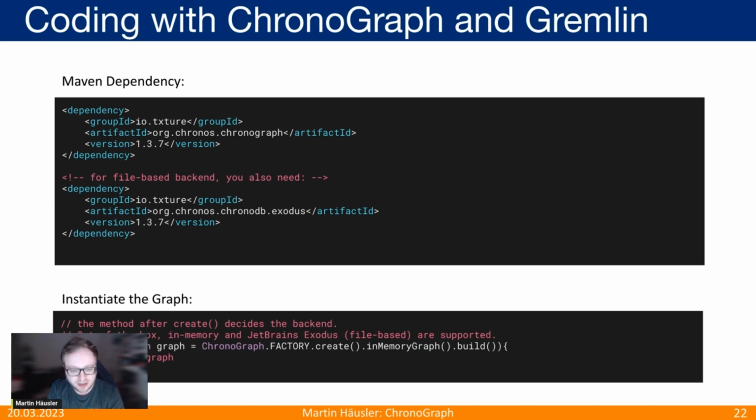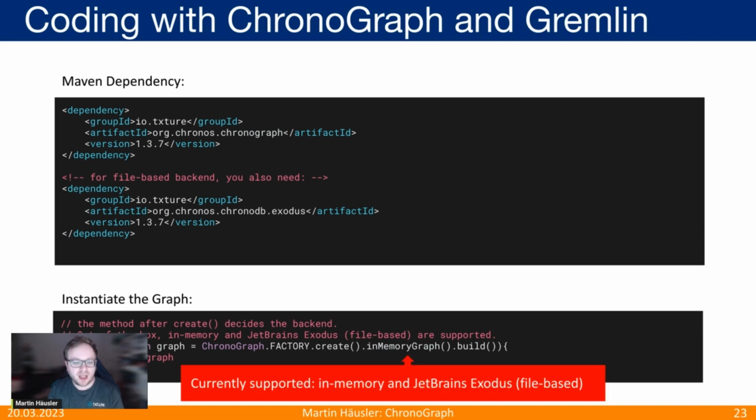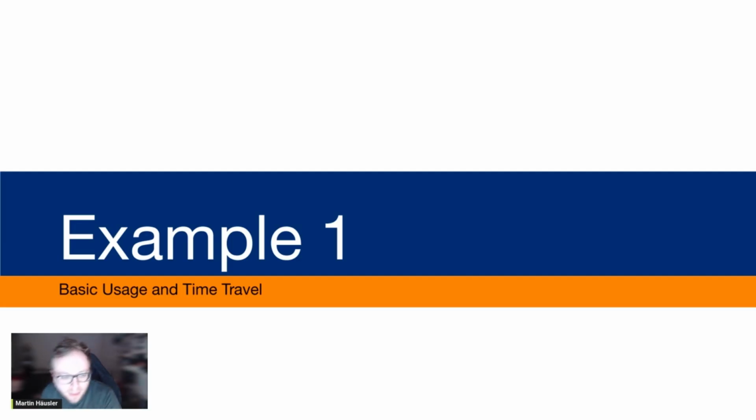For our examples, I will not show every time how the graph is created because it's always the same. You can see this small code snippet below. You just say you have your graph factory, you choose whatever backend you want, so in-memory and Exodus are the default ones, but you could also implement your own backend if you so desire. And then from there on out, it's a regular Gremlin API. And like I said, in-memory is provided by default, and JetBrains Exodus can be added with a dependency.